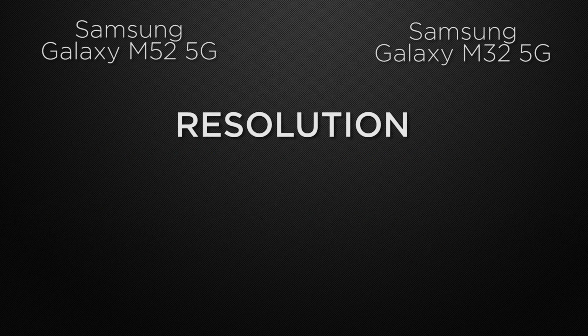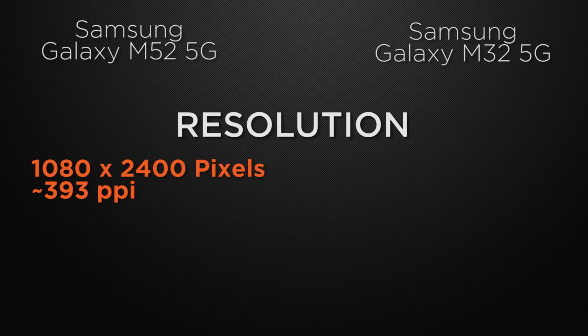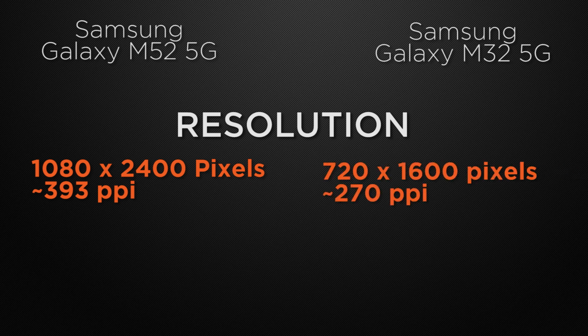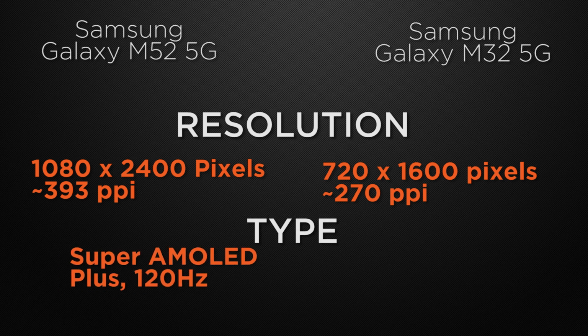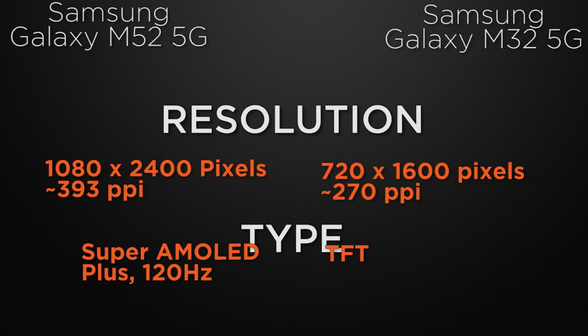Let's talk about the screen resolution of the devices. M52 have Full HD Plus display, on the other side M32 have HD Plus display. So the winner here is M52. And about the display type of the devices, M52 have Super AMOLED display having 120Hz of refresh rate whereas M32 have TFT display. So the winner here is M52 because it have 120Hz of refresh rate which can make transition more smoother.